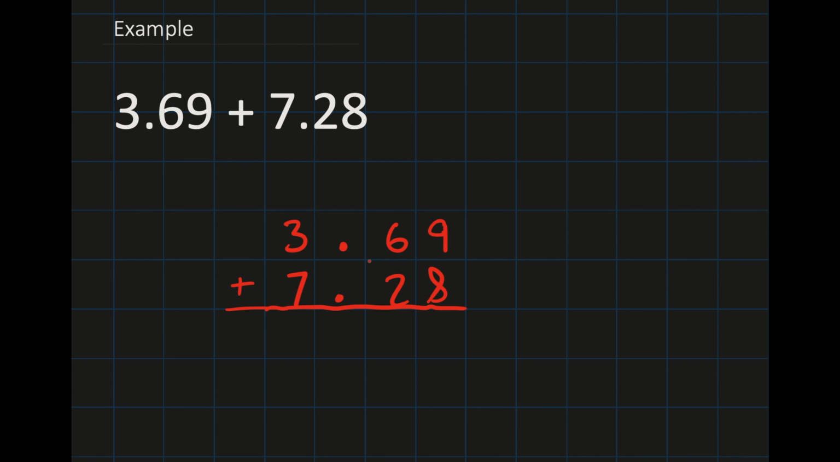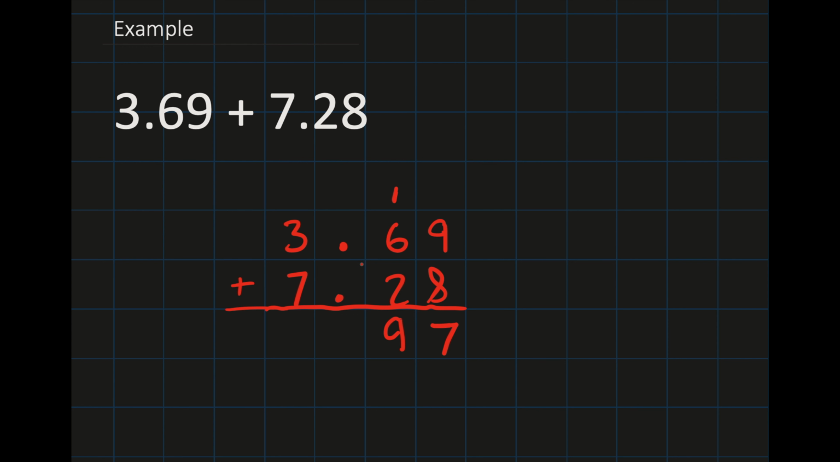Okay, now, this is just like adding any other whole number. You do the same thing. You have 9 plus 8. Okay, that's 17. You put the 7 here, you regroup the 1. So we're going to draw that a little smaller there, because it's a regroup. Then we have 1 plus 6. Okay, that's 7. 7 plus 2 is 9. 9. Okay, and then we have 3.